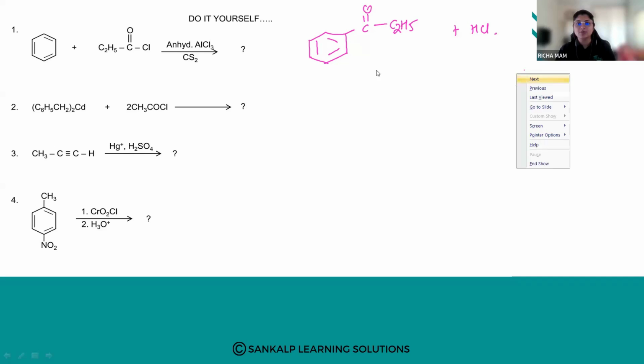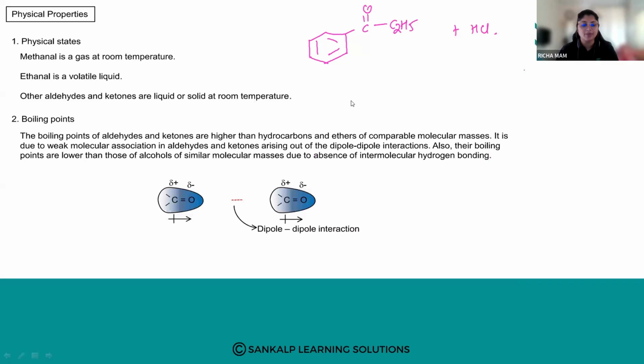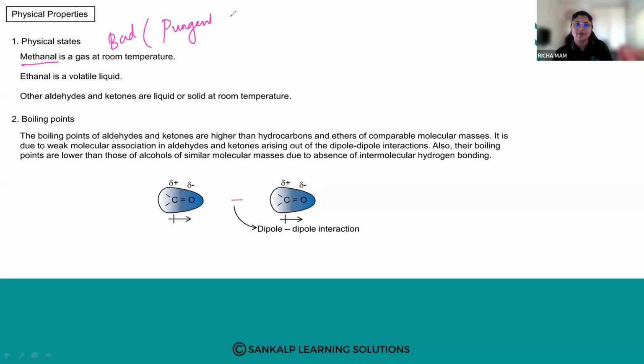So let us start with the physical properties. Next is the physical properties. So first, physical state. The first one, methanol. Methanol is a gas at room temperature, and it has a very bad smell. The bad smell means it has a pungent smell. Pungent smell means very dirty smell.